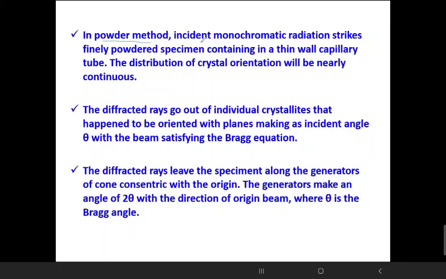In the powder method, incident monochromatic radiation strikes a finely powdered specimen contained in a thin-walled capillary tube. The distribution of crystal orientations will be nearly continuous. Diffracted rays come from individual crystallites that happen to be oriented with planes making the incident angle theta with the beam, satisfying the Bragg equation. The diffracted rays leave the specimen along the generators of a cone concentric with the origin. The generators make an angle of 2 theta with the direction of the incident beam, where theta is the Bragg angle. So that is what I explained before.